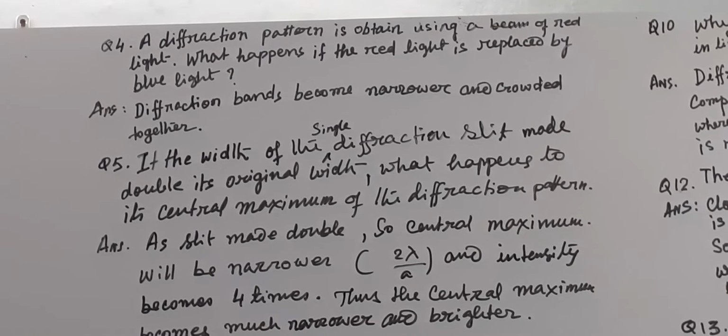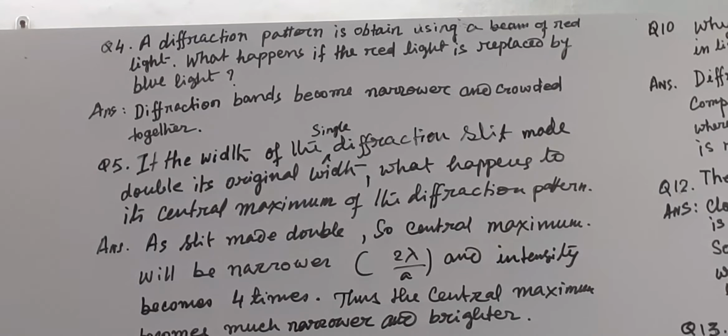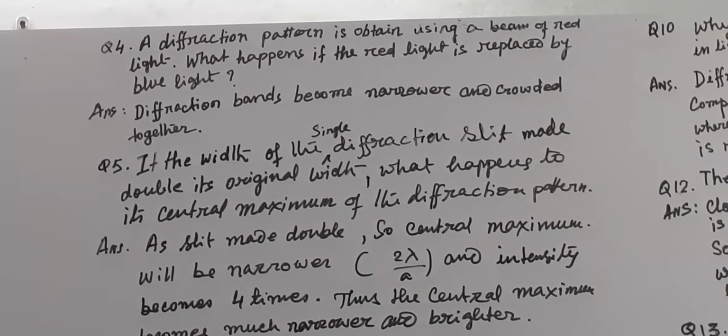Now come to question number 4. A diffraction pattern is obtained using a beam of red light. What happens if the red light is replaced by blue light? Diffraction bands become narrower and crowded together.